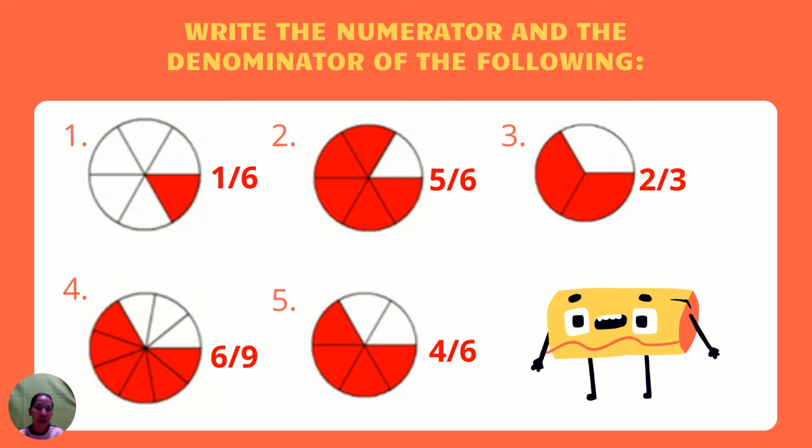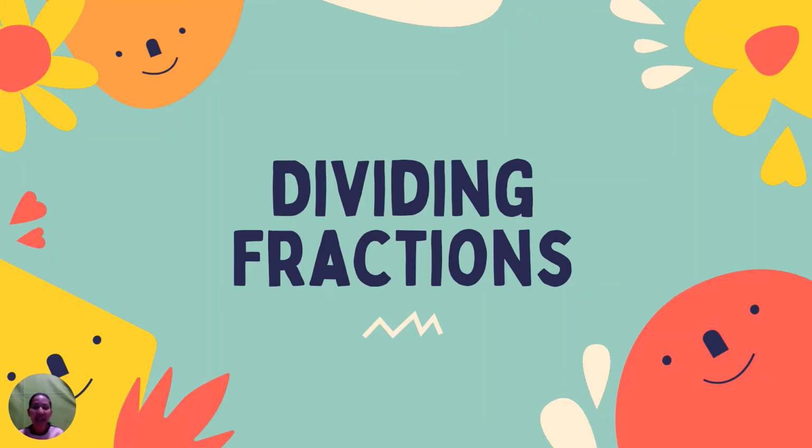And number 5, ang answer ay 4/6. Okay, good job if you got a perfect score. Congratulations. And now we are going to reveal our main lesson for today, which is dividing fractions.